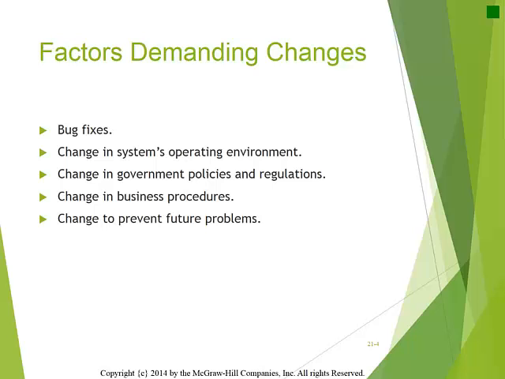5. Changes to prevent future problems. When future problems are expected, software system changes can take place to prevent future problems. For example, redesign and re-implement a component to improve its reliability.